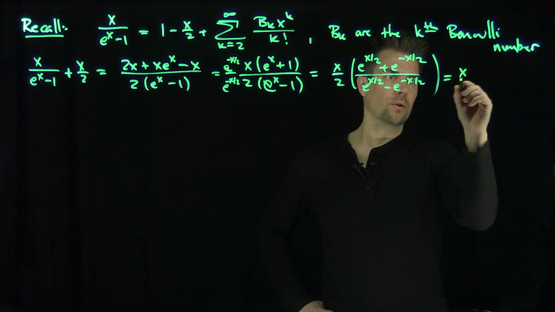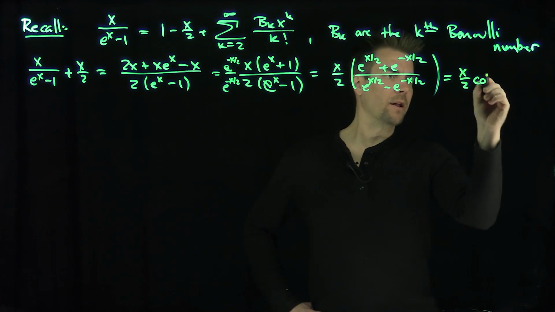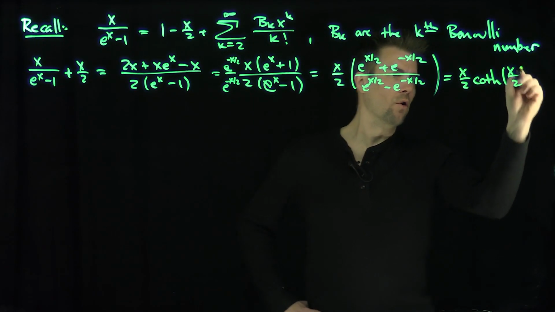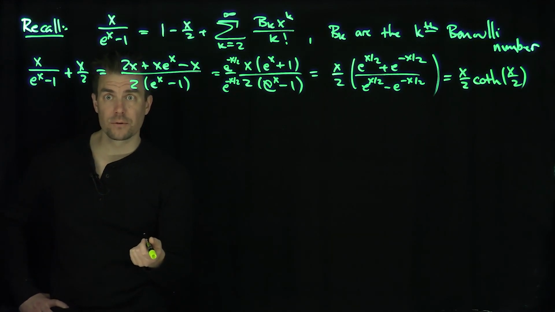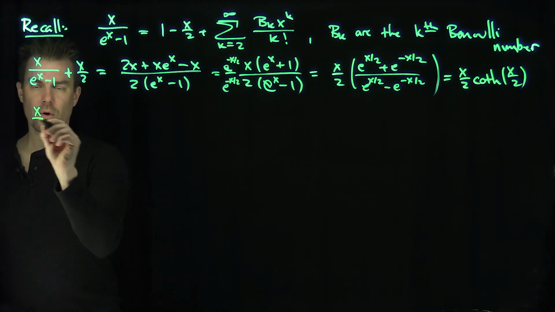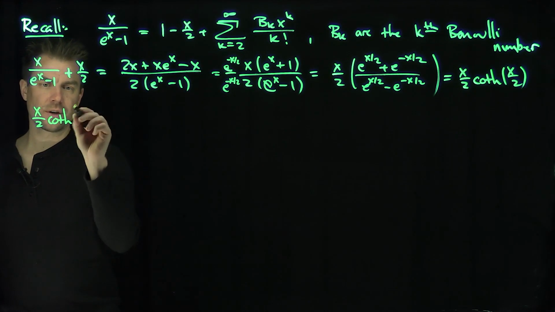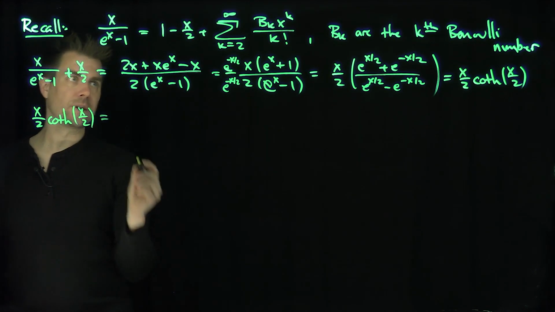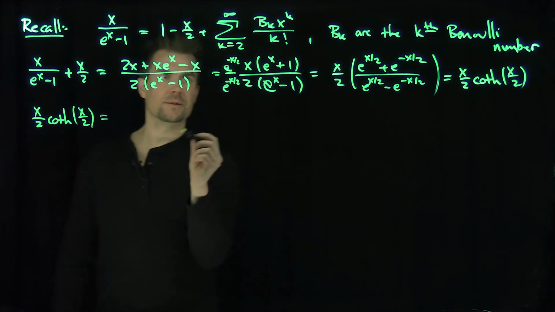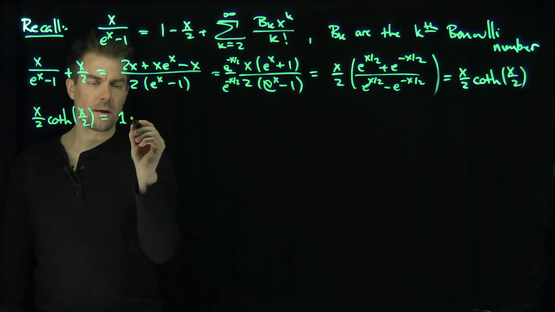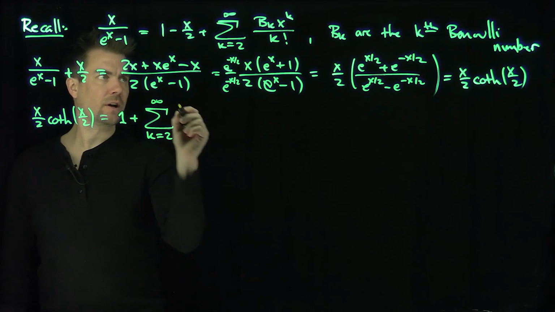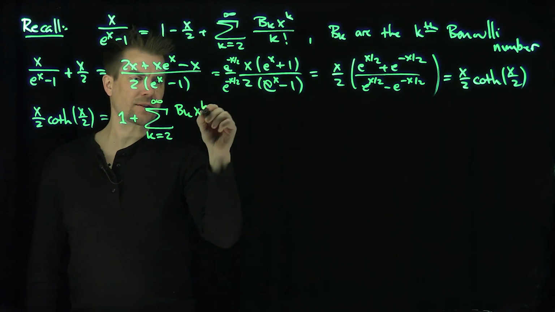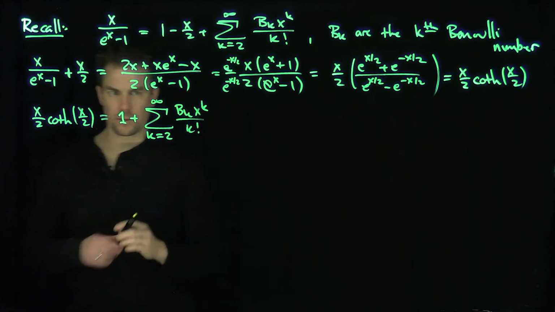Now we can notice that this function over here is exactly equal to the hyperbolic cotangent of x over 2. So this is x over 2, that stays put. Then I have the hyperbolic cotangent of x over 2. So we've just found a Taylor expansion for hyperbolic cotangent of x over 2. So x over 2 hyperbolic cotangent of x over 2 is therefore equal to what? I'm going to write this as 1 plus the sum, k goes from 2 to infinity, of b_k x to the k over k factorial.